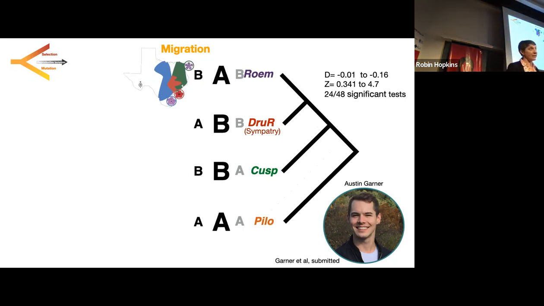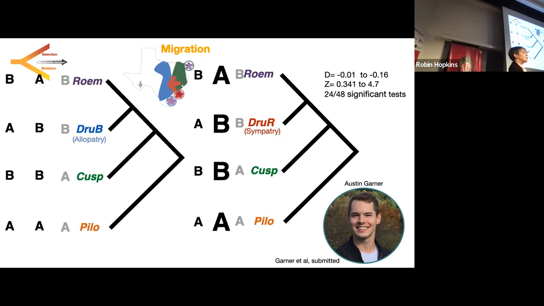All of them had negative D statistics, indicating that in all of them the ABBAs were more than the BABAs, and half of them were highly significant. So this gives us pretty strong evidence that there was some gene flow between cuspidata and Drummondii in this region of sympatry.